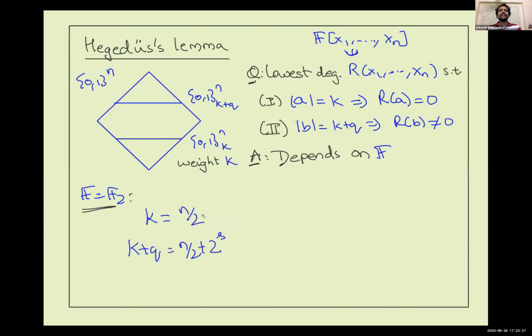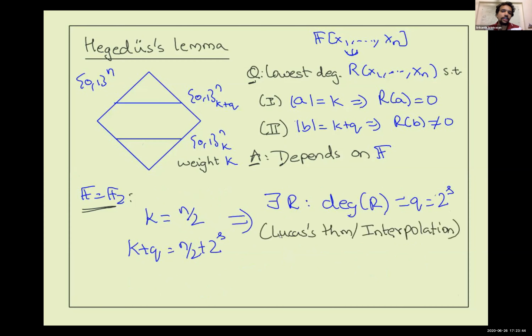More generally, suppose I want to distinguish between weight n/2 and n/2 plus 2^s. So q is a power of 2 here, and 2 is the characteristic. You can show that there's a polynomial of degree 2^s that distinguishes between these two weights. This is just a straightforward generalization of the example on the last slide. The way to prove this is via either Lucas's theorem, a theorem from elementary number theory, or via polynomial interpolation. So there is a polynomial of degree 2^s that distinguishes between these two weights.